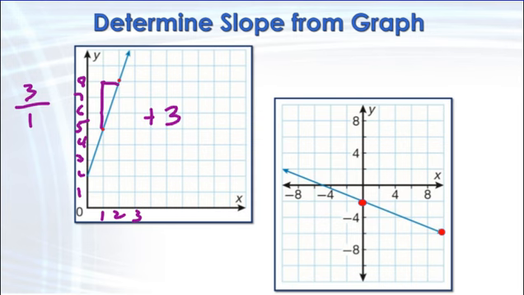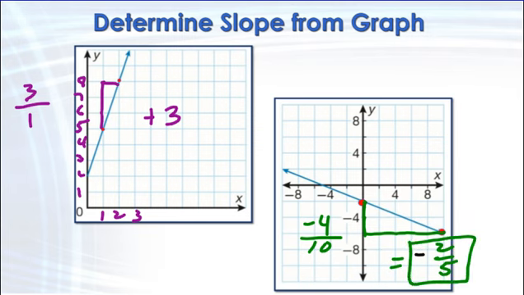Next one, I go down, since they're counted by 2's, here's 2, 4, so I'm down 4, going across 2, 4, 6, 8, 10, so I'm going across 10, reduce negative 4/10, this would equal a negative 2/5. So I would have a slope of negative 2/5.